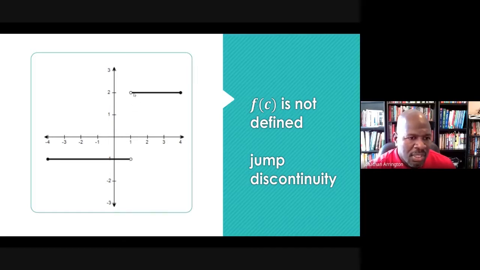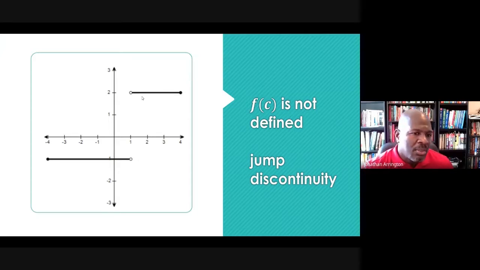So f of c is not defined, but this type of discontinuity is a jump discontinuity. That is because you're on this part of the graph, and when you get to the x value we're trying to check, it jumps to another value. It can jump up or jump down, but it jumps to another value. So the whole graph jumps up. We're not just talking about a point, but the whole graph jumps up to another value. That's called a jump discontinuity.